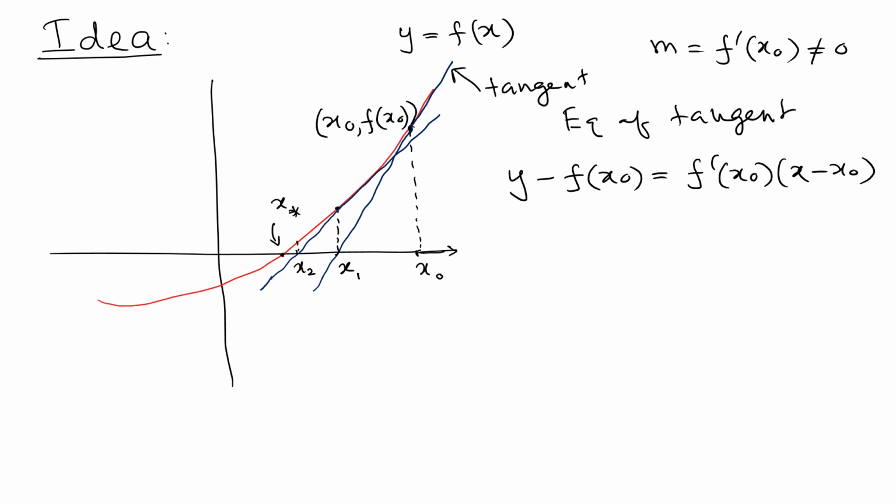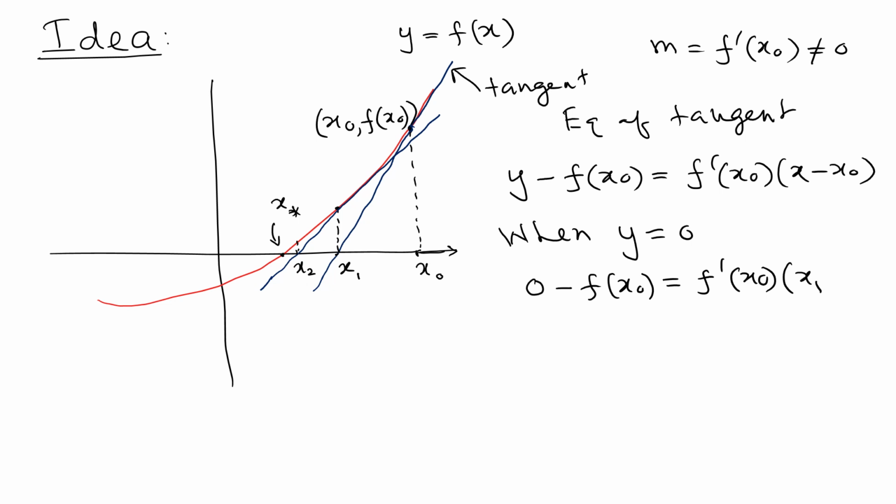So now we need to know when this meets the x-axis. When this meets the x-axis, that means y equals 0. So we're going to set this equal to 0. So it's 0 minus f(x naught) equals f prime of x naught times, and this x value becomes x1 now, that's where the tangent meets the x-axis, (x1 minus x naught).